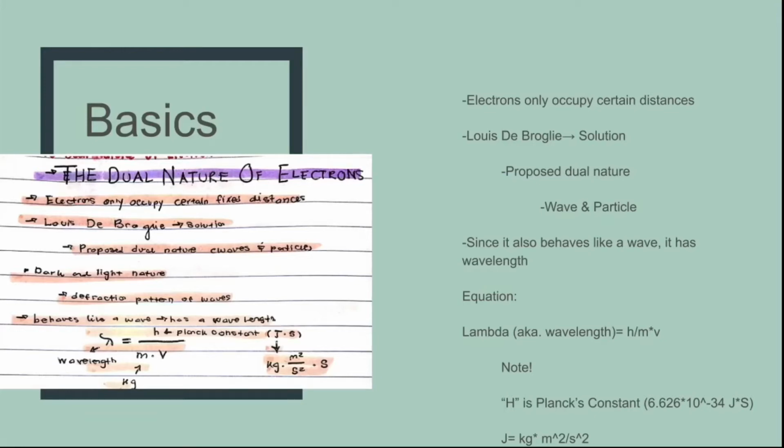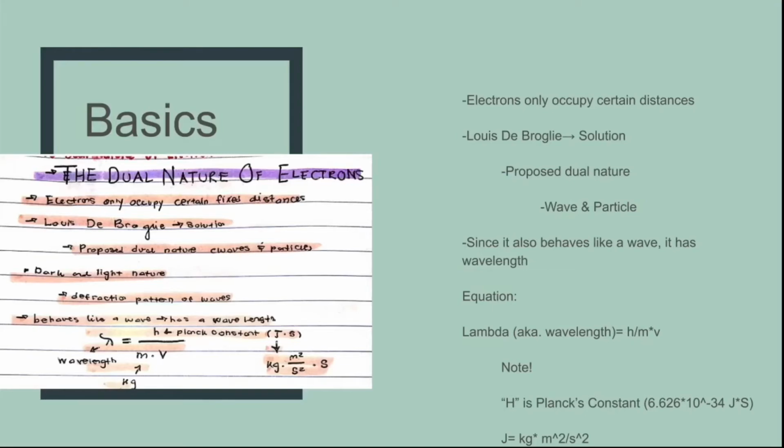So electrons only occupy certain distances, but Louis de Broglie found a solution to this. He proposed a dual nature of electrons, in that electrons behave as waves and particles, and since it behaves like a wave, it has a wavelength, right? The equation we're going to be using throughout this unit is lambda, aka wavelength, equal to h, or Planck's constant, divided by mass in kilograms times velocity. And do note two things: that h is Planck's constant.